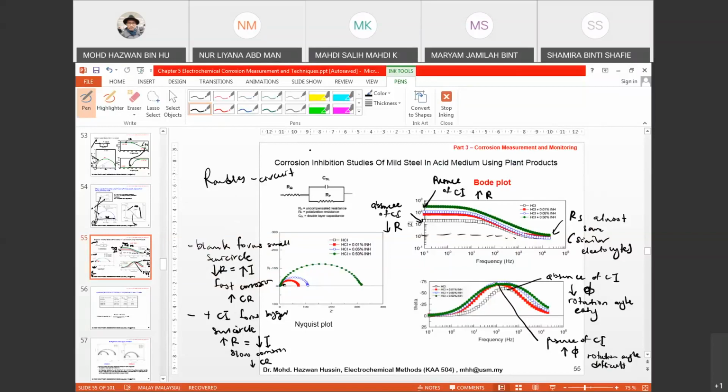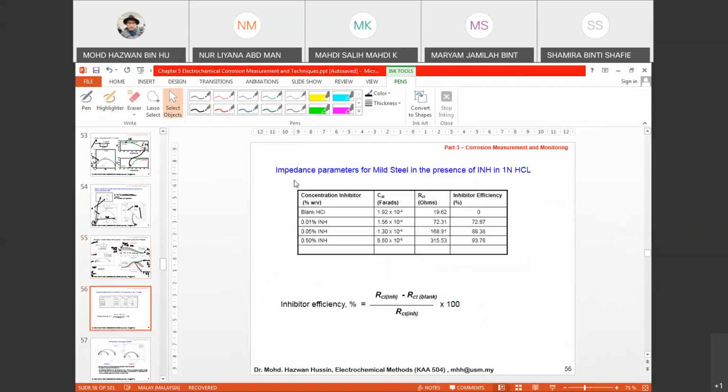For any corrosion process, you can consider the Randles circuit as the equivalent circuit in order to get the data. So you look at the RCT values over here. As you increase the concentration of inhibitors, it produces a higher charge transfer resistance value. It is what I told you. If the inhibitor is efficient at different concentrations, then you have higher resistance, and higher resistance means the corrosion process is difficult to occur.